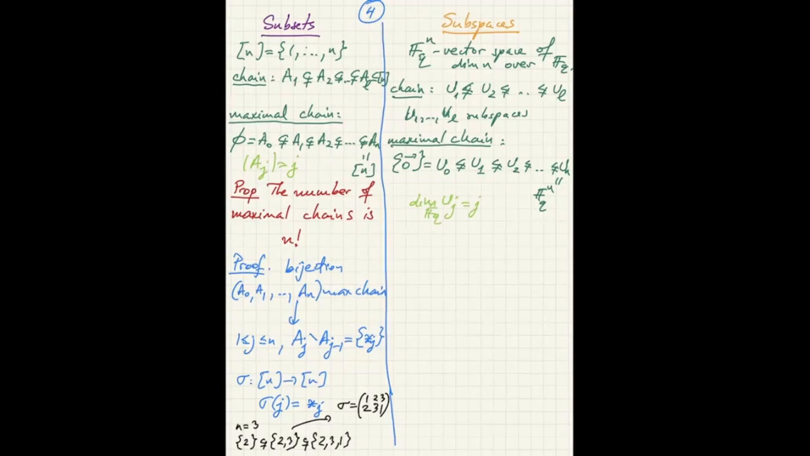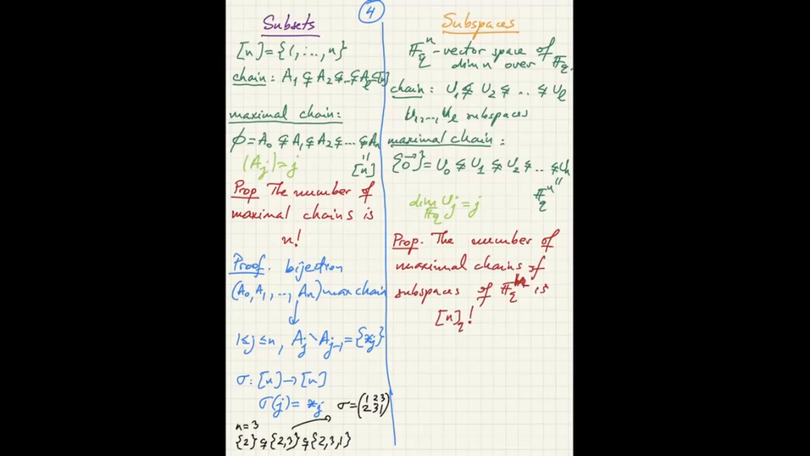Now, we're trying to look at these two things in parallel. The proposition is, we know what happens for sets. What happens for subspaces? What's the number of maximal chains of subspaces of Fq^n? Well, it turns out that it's going to be this [n]_q factorial. So I'll give you a sketch of a proof.